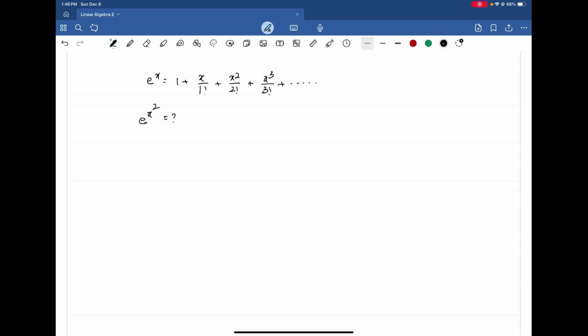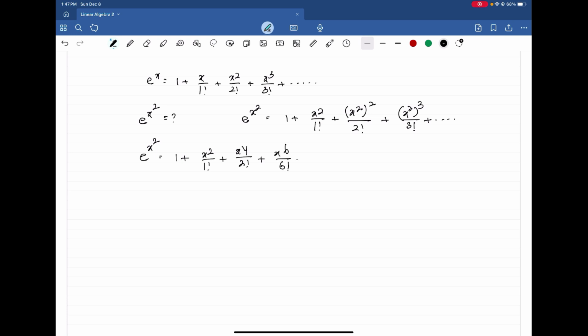Instead of x, the power of e is x square. Then e to the power of x square is equal to 1 plus x square by factorial 1 plus (x square) whole square by factorial 2 plus (x square) whole cube by factorial 3 and so on. Then e to the power of x square is equal to 1 plus x square by 1 factorial plus x to the power of 4 by 2 factorial plus x to the power of 6 by 3 factorial and so on.